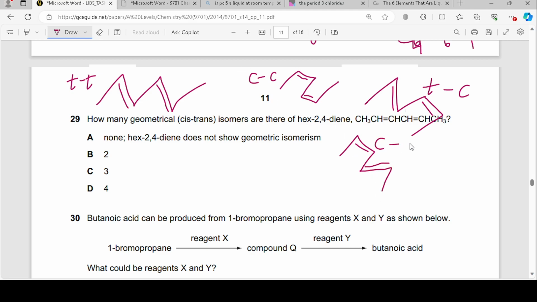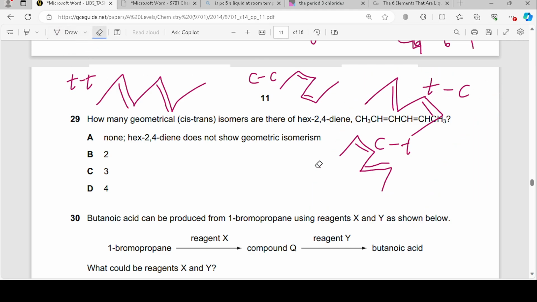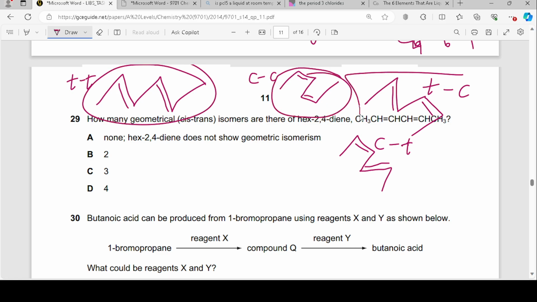However, you have to realize that hex-4-diene is a symmetrical molecule, right? On the left side, it's the same as the right side. So therefore, actually, your trans-cis and your cis-trans, both of these isomers are actually the same, right? I hope you understand that point. It's quite a subtle point, but it's true. So therefore, I have one isomer, I have a second isomer, and these two are equivalent.